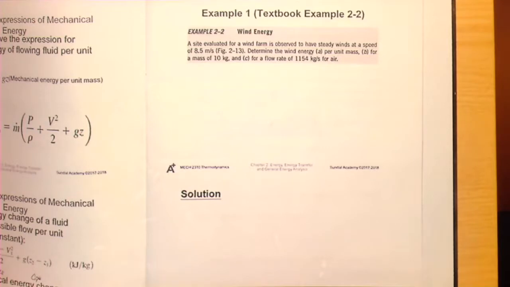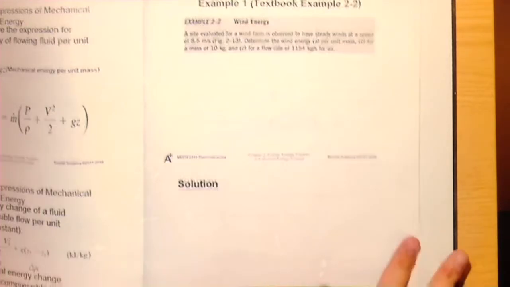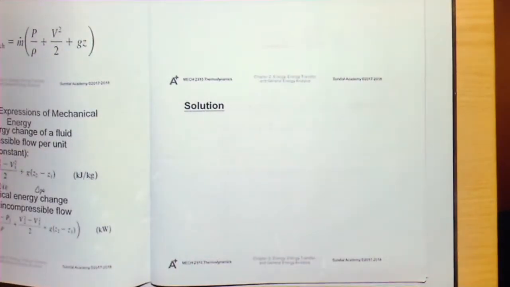Here we are asked to find out 3 things. The first one is the energy per unit mass. So what's the energy? We need to calculate the wind energy, and here we assume that there is no potential energy contained inside this wind energy, because it's not the energy that we would like to extract. What we would like to extract is the KE. So that's part A.